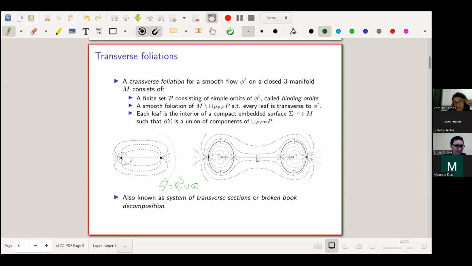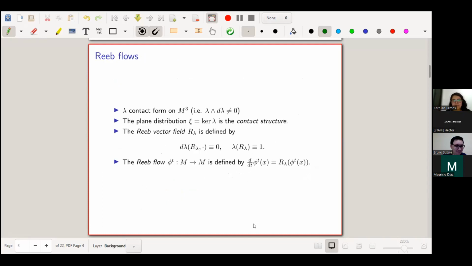parameterized by an interval. You have one disk here. Here it will be a cylinder. This one here will be a cylinder. This one here will be a cylinder too. And in the interior of this region here, you have a lot of cylinders, okay? And so you can also find this kind of object under the name of systems of transverse sections or broken book decomposition, because they generalize the open book decompositions, okay?